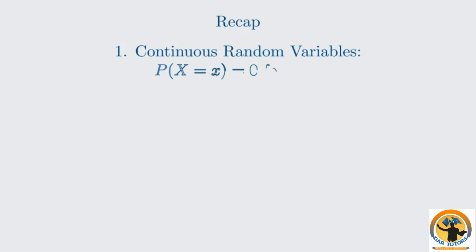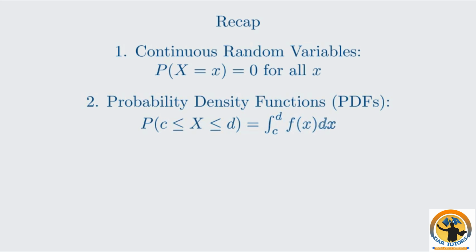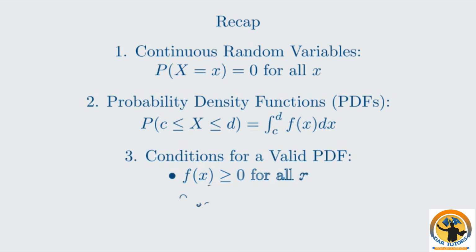Let's quickly recap what we've covered today. We started by defining continuous random variables and the crucial idea that the probability of any single value is 0. We then introduced probability density functions, f(x), and learned that probabilities are found by calculating the area under the curve using integration. We saw that any valid PDF must be non-negative and have a total area of 1. These two conditions are the foundation for solving many problems.